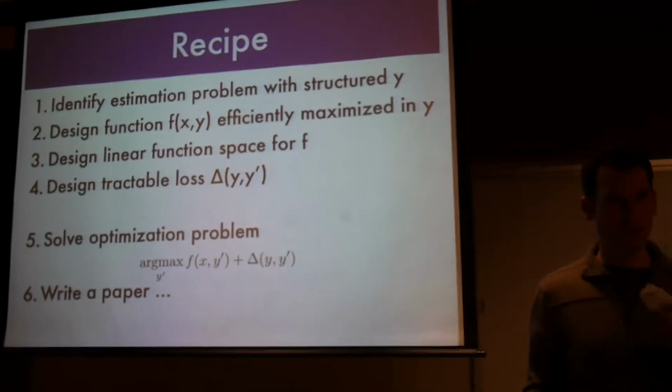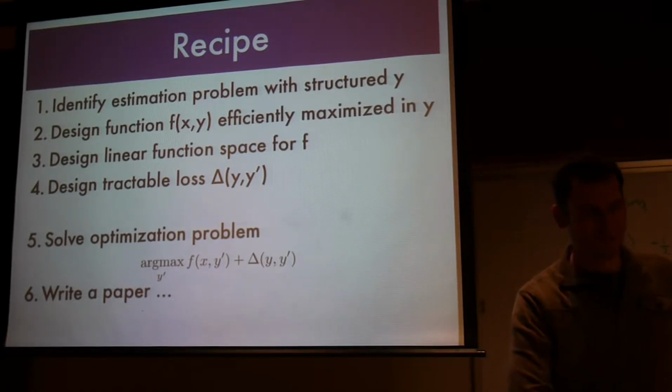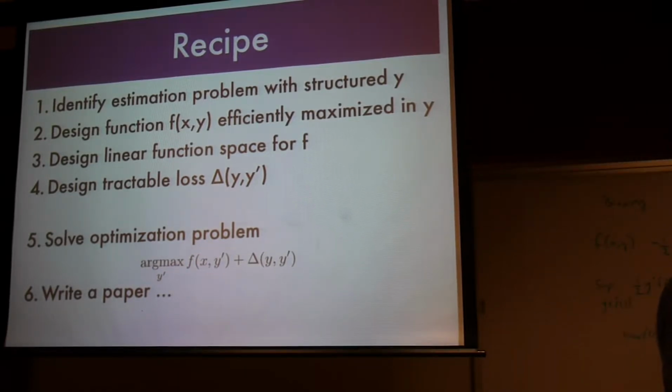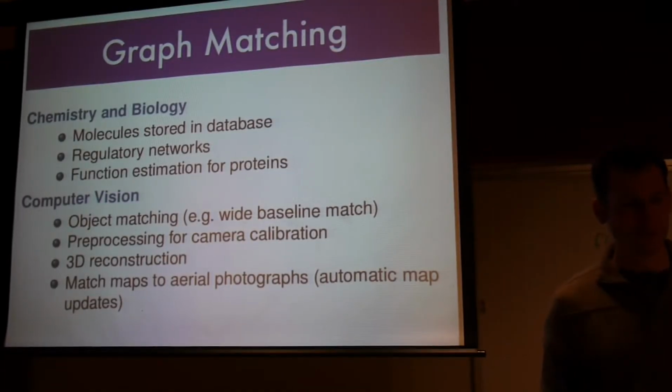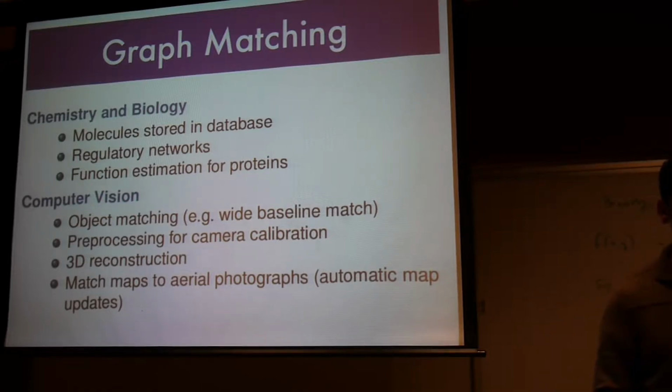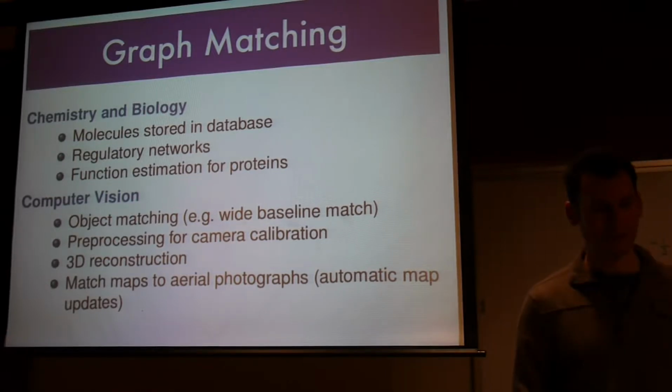And I'm going to show you in 2 instances how this works. Since you may actually at some point have seen the Tasker, Western and Collar paper anyway, or at least I'll point you to it, let me show you something that you might not have seen, namely graph matching. If you do computer vision, then graph matching is actually a really useful primitive. And not just there, but also in chemistry and biology. So maybe you have molecules in the database, you want to match them up. Regulatory networks, you want to estimate functions of proteins. Computer vision, basically, there are so many cases where graph matching is a really useful thing.